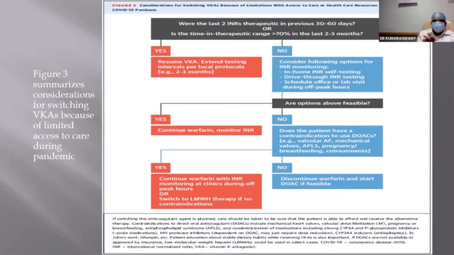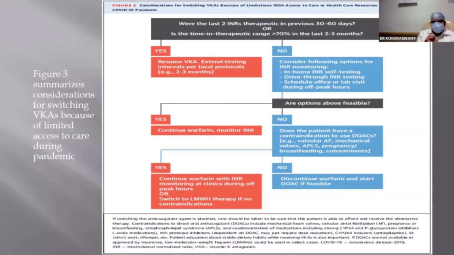Suppose you are able to do an INR checkup at home by yourself, or you are able to use drive-through INR testing, or you can schedule a lab visit during off-peak hours to avoid exposure to COVID patients. If you are able to do all those things, you can always go for warfarin, the indirect oral anticoagulation.